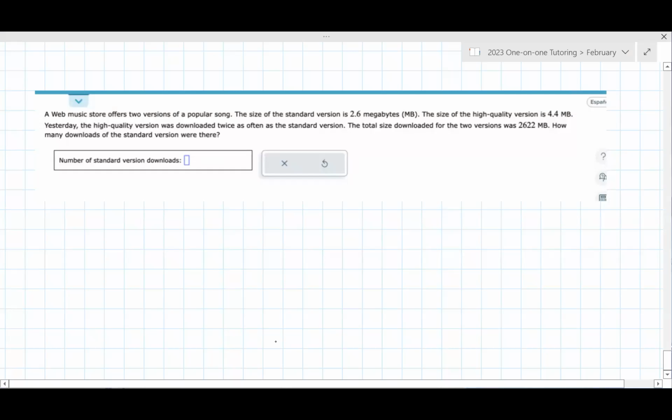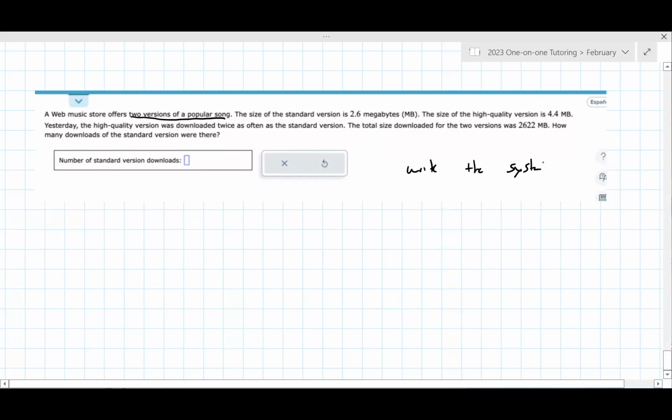All right, two versions of a popular song. The size of the standard version is 2.6, high quality is 4.4. The high quality version was downloaded twice as often as the standard version. Sorry, I was reading it wrong, but these are kind of mixture problems, but they're writing the system of equations problems. Right.